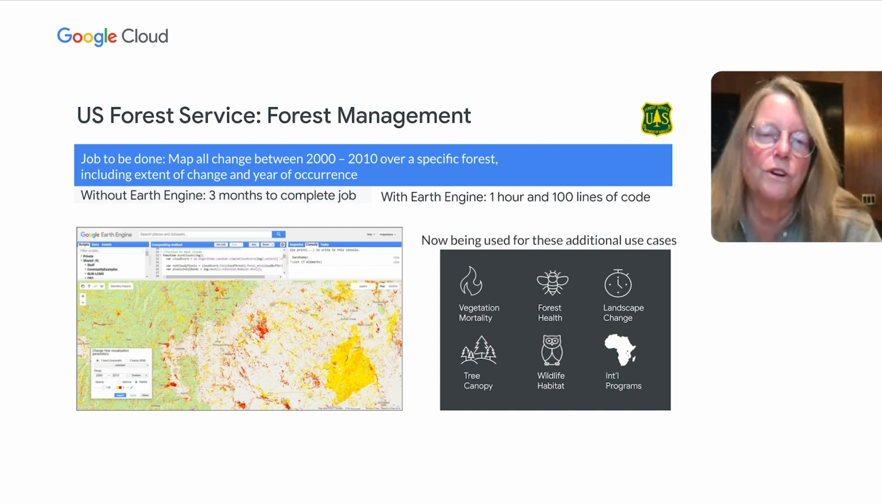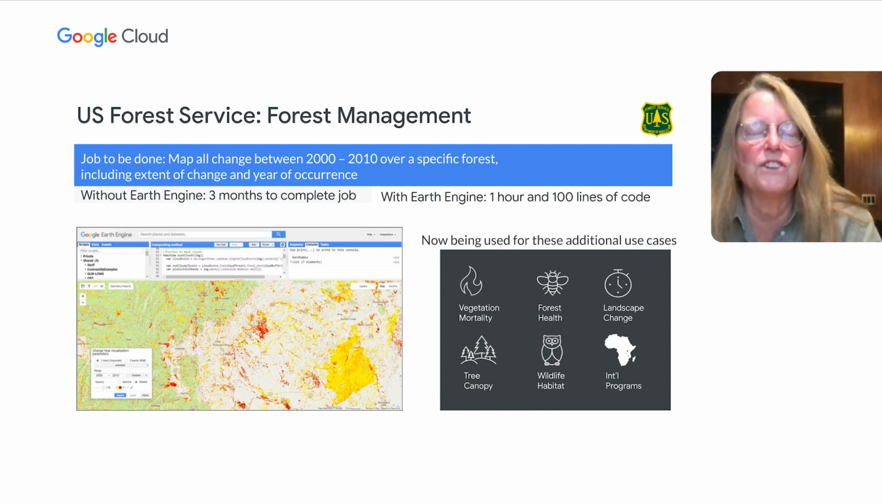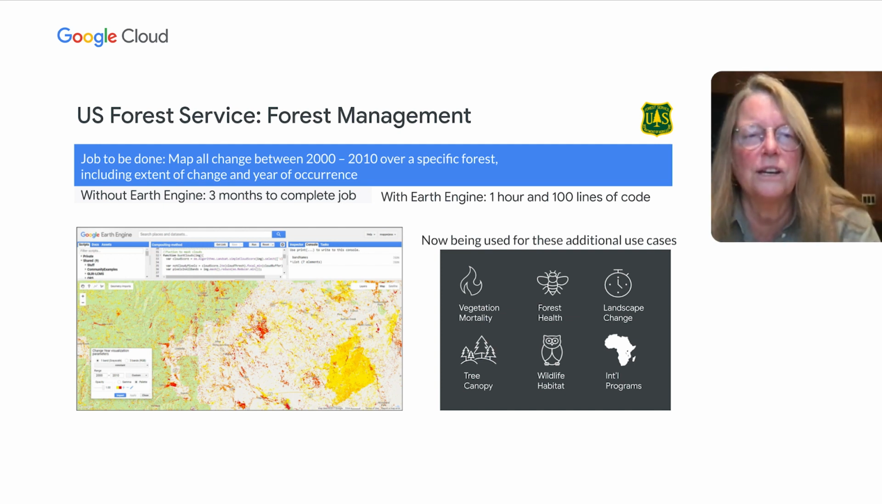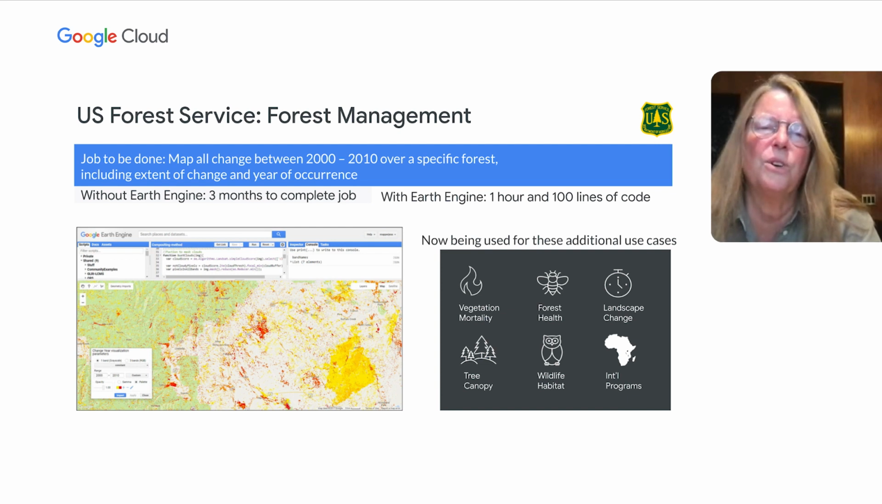The U.S. Forest Service is one of our early users. Here's an example of an application of mapping change across US Forest Service lands that formerly took 3 months to do. And now with Earth Engine, they can do it with 100 lines of code and an hour.